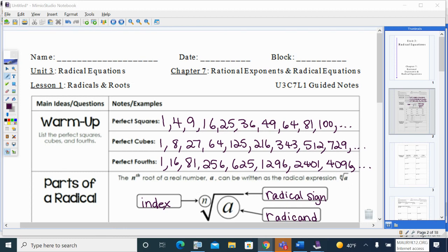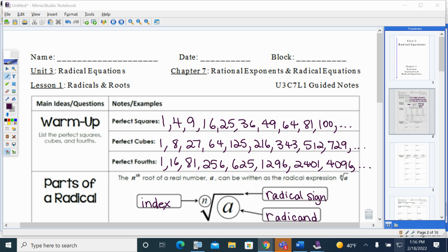This video is on Unit 3 on radical equations, Chapter 7, rational exponents and radical equations, lesson number 1, radicals and roots. In the very beginning of your notes here, under warm-up, it says list the perfect squares, cubes, and fourths. So we already know what perfect squares are.